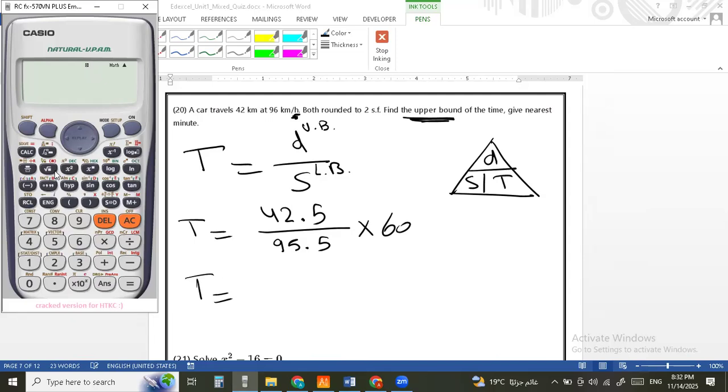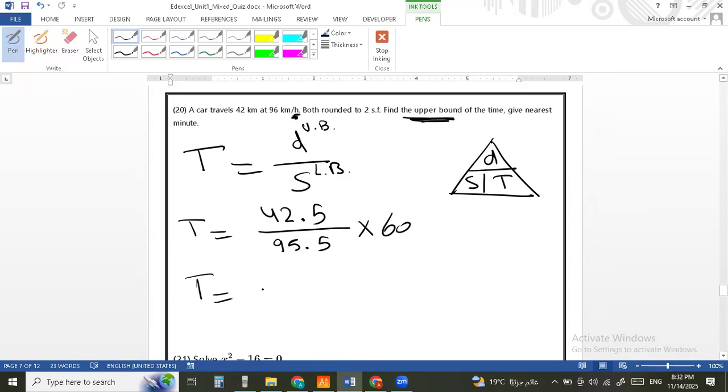So my fraction, 42.5 over 95.5, then get out of the fraction, multiply by 60 equals 26.70. Okay, Mister, they want the nearest minute, so it's not 26.7. Well, it's going to be 27 minutes. So 27 minutes.